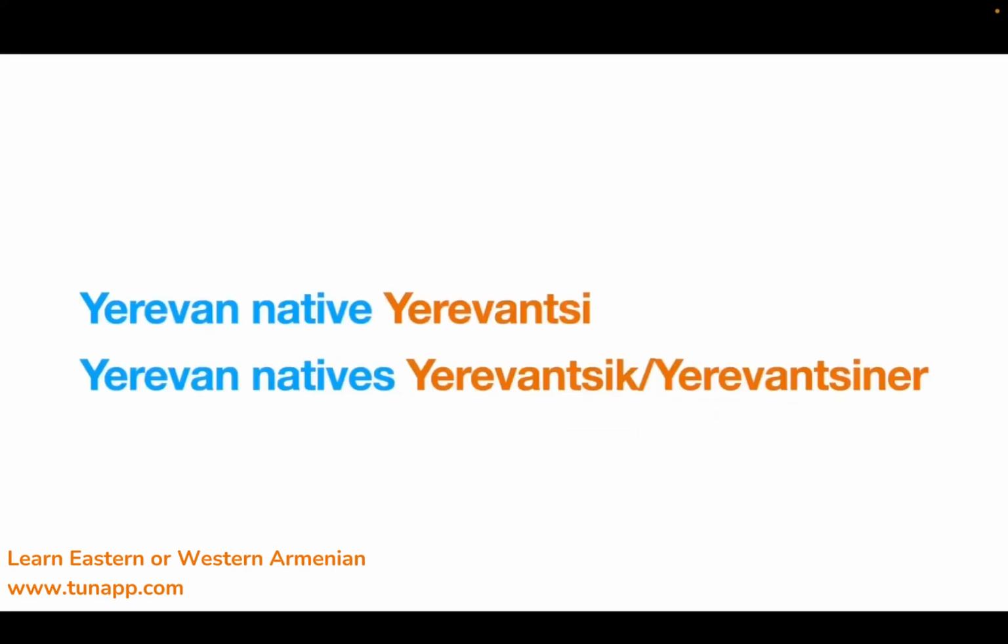An example of this is a Yerevan native we know would be called Yerevansi, the tsi meaning belonging to that place. If we wanted the plural of this, we could either say Yerevansik, the ancient suffix, ending in that K sound, or we could say Yerevansiner. Yerevan natives, or people from Yerevan, plural.